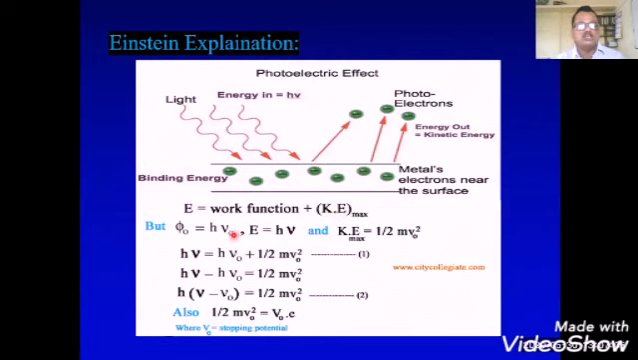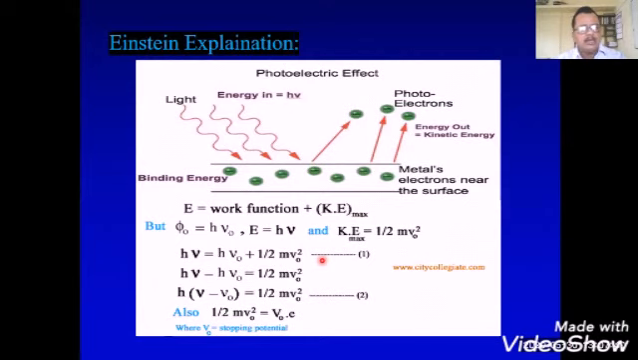Work function is equal to h nu naught. Nu naught is called the threshold frequency, and it is a characteristic of the metal. Different metals will have different nu naught values, and the kinetic energy of the photoelectron is given by half mv squared. M represents the mass of the electron, and v represents the maximum velocity of the ejected photoelectron. So high frequency, high velocity of the photoelectron. So this is how Einstein explained the photoelectric effect.